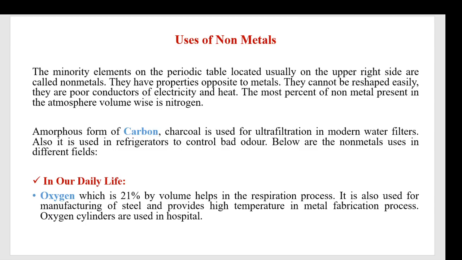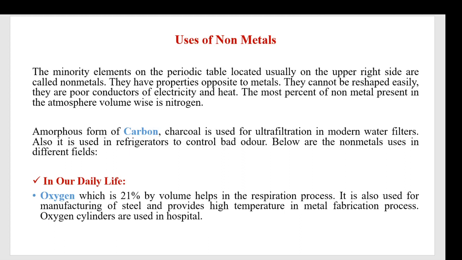Now we are going to discuss uses of non-metals. The minority elements on the periodic table, located usually on the upper right side, are called non-metals. They have properties opposite to the metals. They cannot be reshaped easily. They are poor conductors of electricity and heat. The most abundant non-metal present in the atmosphere volume-wise is nitrogen. So nitrogen is basically the non-metal that is present in the atmosphere in the highest proportion, that is 78%.